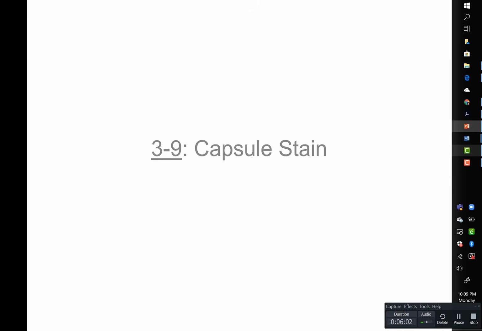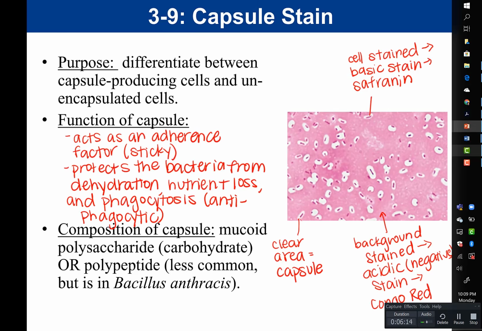Now moving on to our capsule stain. Again, the capsule stain is going to take the place of the standard plate count. So this one is in place of the standard plate count. So you want to know for the capsule stain, what is the purpose? To differentiate between capsule producing cells and unencapsulated cells. So meaning that this is a differential stain.